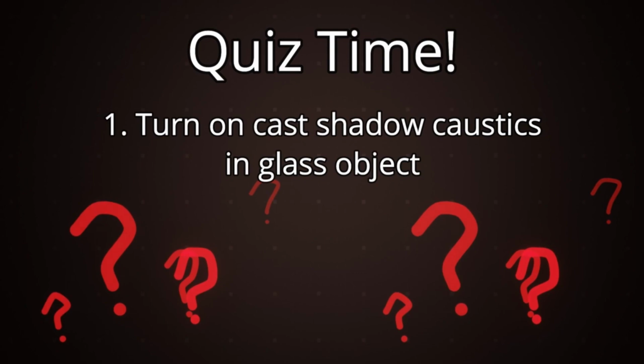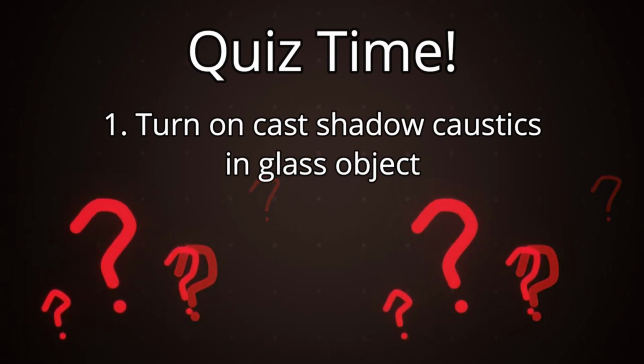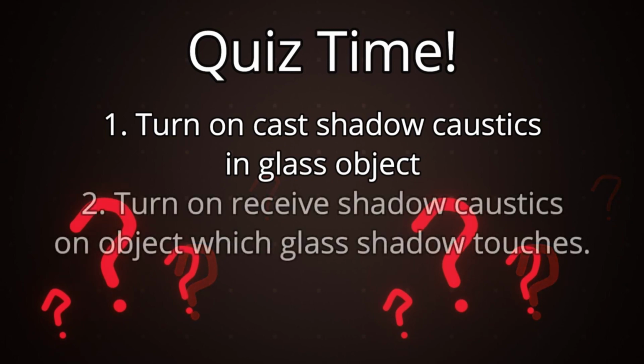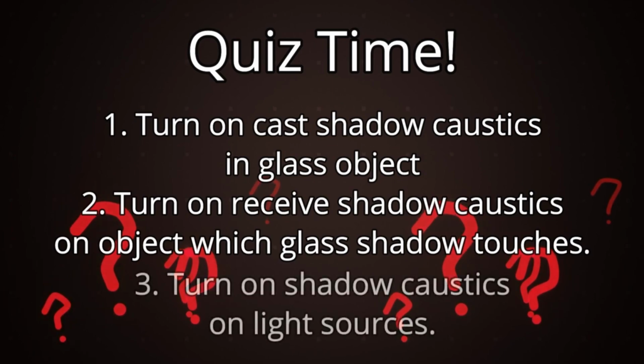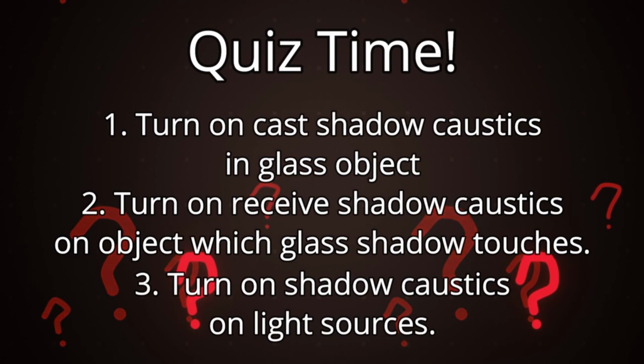For all the objects that will have the shadows hitting it, such as the plane in our example, we would want to do the same thing but turn on receive shadow caustics and leave cast shadow caustics turned on. Finally, we'll left click on our light source, which you may have multiple of, and in our object data properties, which on the light source looks like a light bulb, we turn on our shadow caustics.